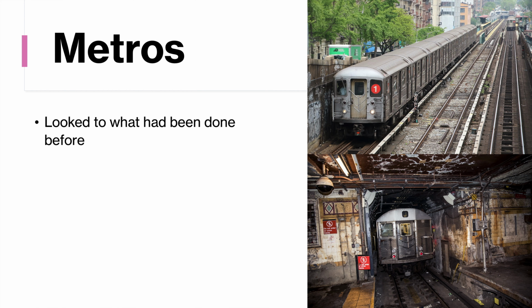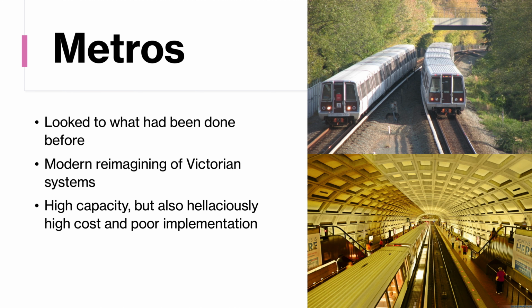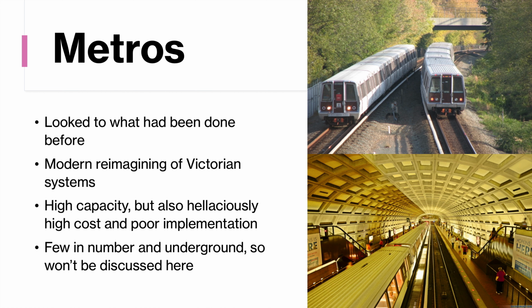And of course, an important aspect of this are the old-fashioned subways in New York and Boston. And so, in the Great Society era, several major Reagan-era metros were built, like the Washington Metro in D.C. and the MARTA in Atlanta. And they did have high capacity, and some of them were actually quite successful, but also all of them had a hellaciously high cost, and many of them had poor implementations and bad station land use design, and they're also few in number and partially underground, so I really won't be discussing them much here.